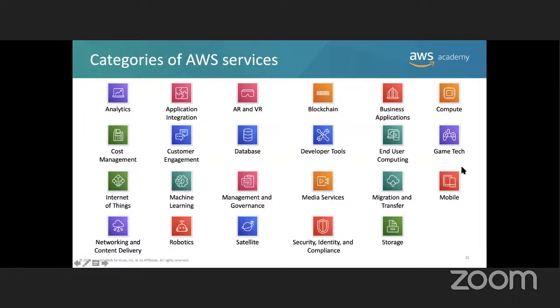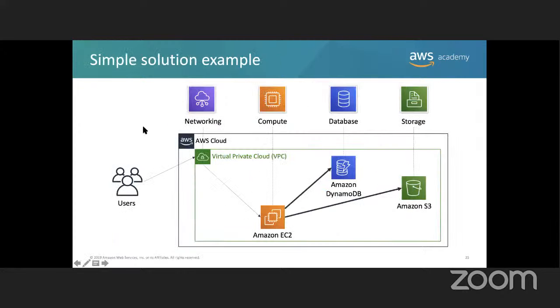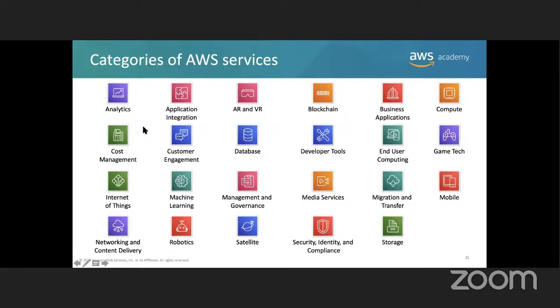So, categories of AWS services. We have analytics, application integration, AR and VR, blockchain, business applications, compute. Guys, just name it, they have it. Anything you want: machine learning, robotics, satellite. IAM is here, under security, identity, and compliance, and then storage.